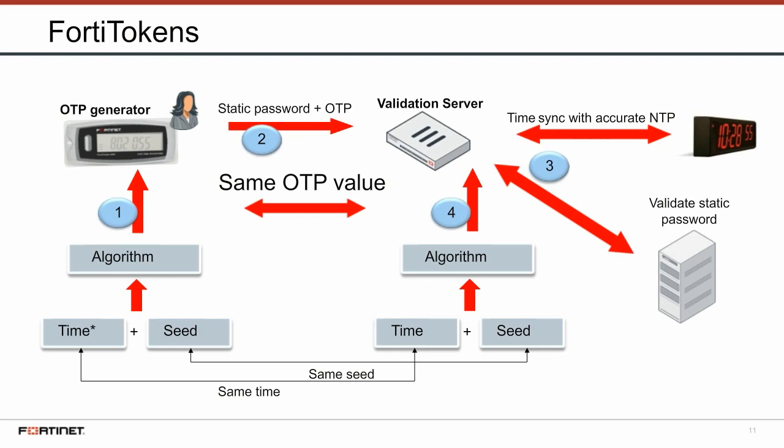When using two-factor authentication using a token, the user must first log in with a static password followed by the passcode generated by the token. A validation server, FortiGate, receives the user's credentials and validates the static password first. The validation server then proceeds to validate the passcode. It does so by regenerating the same passcode using the seed and system time, which is synchronized with the one on the token, and comparing it with the one received from the user. If the static password is valid and the OTP matches, the user is successfully authenticated.